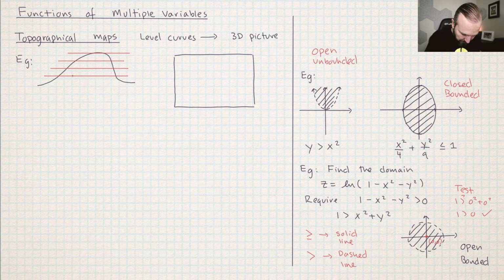So what I'm going to get is, the first one is obviously going to be a circle. So I'll draw a sort of circular shape. That's this bottom level here. Maybe we're at z equals 1 or something.